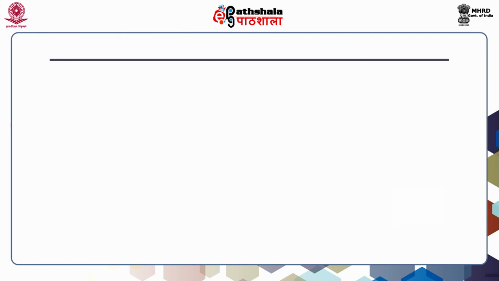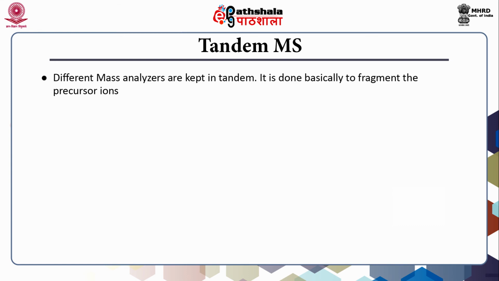So, when there are many mass analyzers, can we put different types of mass analyzers in one mass spec and try to analyze our samples? The answer is yes. That is otherwise called Tandem MS. What is a Tandem MS? Different mass analyzers are kept in tandem. It is done basically to fragment the precursor ions.